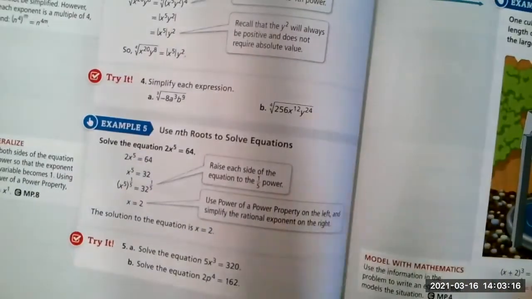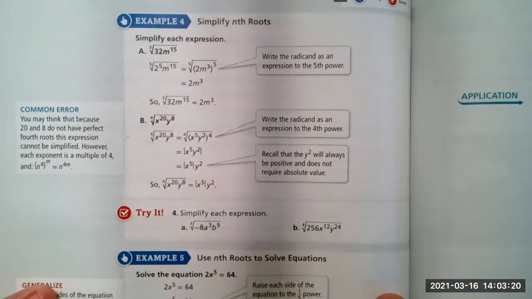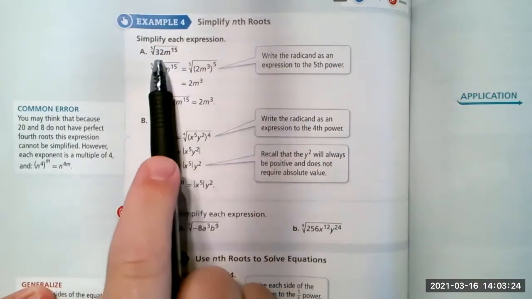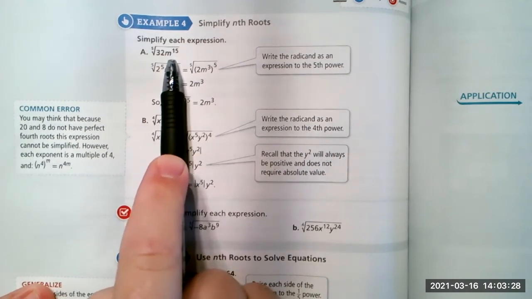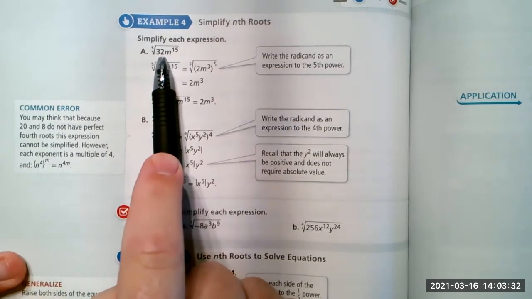Example 4. Got a few more to go. So example 4, simplify the nth roots, simplify each expression. I talked earlier at the beginning that you're not always taking the root of a number. You could have variables as well. A lot of times you'll have both. So just keep that in mind.